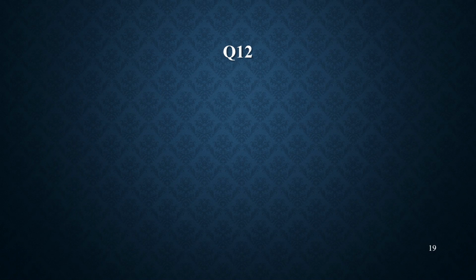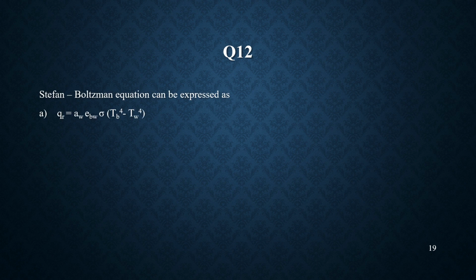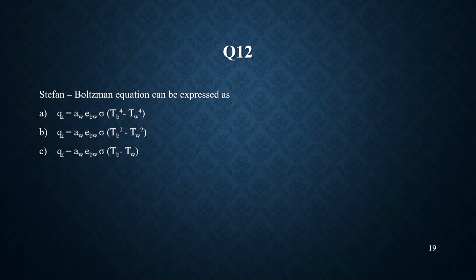Now we'll go to question 12. In question 12, asked that Stefan Boltzmann equation can be expressed as QR is equal to AW EBW into sigma into TB power 4 minus TW power 4, and option B, it is QR is equal to AW into EBW into sigma into TB square minus TW square. And option C, it is QR is equal to AW into EBW into sigma into TB minus TW, or none of the above. This is the question which I told before.